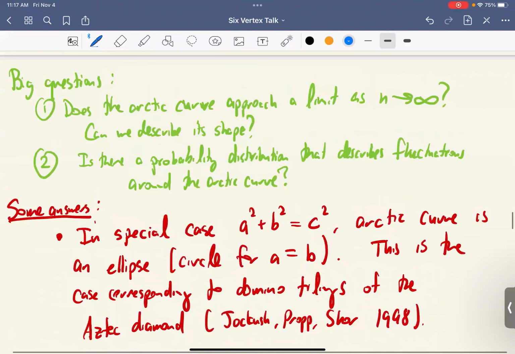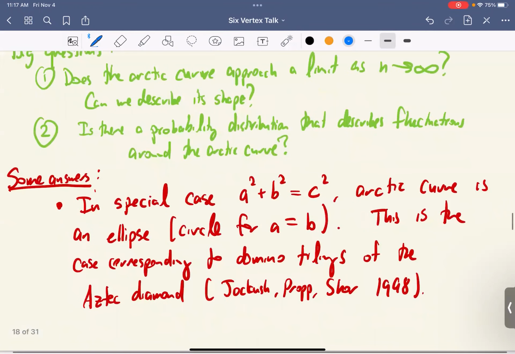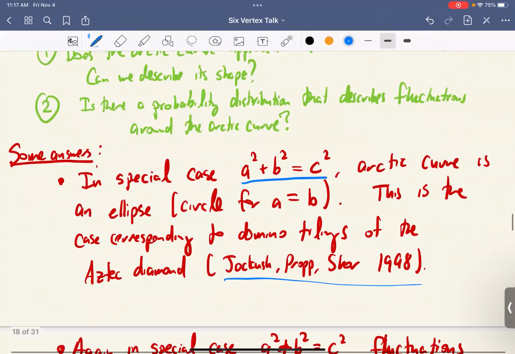Yeah, so the big question here is to try to describe the shape of this Arctic curve when n gets big. And once you try to describe the shape, you can try to ask what the fluctuations look like around that Arctic curve. And so what can we say? In the special case of the Aztec domino tilings, we can answer those questions really nicely. In that case, the Arctic curve is actually a circle, which was proved in the 90s by Jockusch, Propp, and Shor.